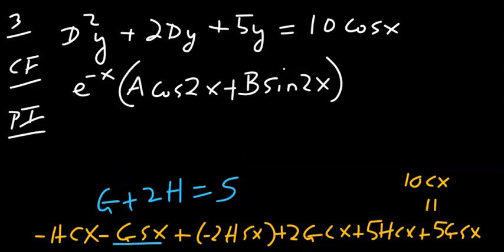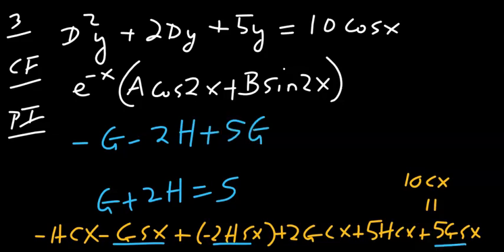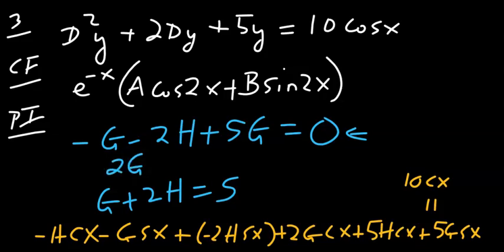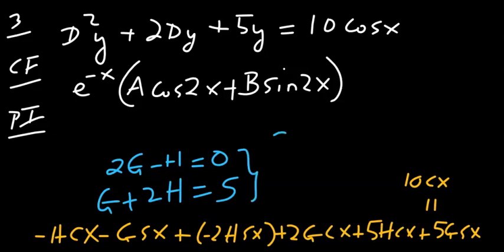Now the coefficients of sine x, there's one there, minus g. There's another one here, minus 2h. And the last one is 5g. Equals 0 because the right hand side does not have any sine. Now simplifying this a little bit, you get 2g minus h equals 0. The solution of which is g equals 1 and h equals 2.